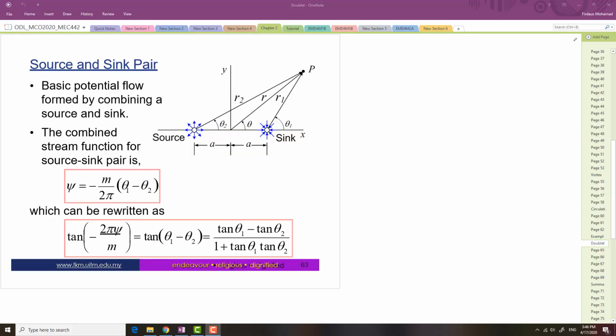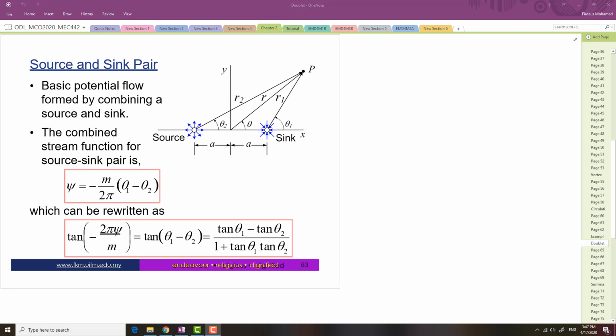Okay, so this is the last application for the basic plane potential flow. As I mentioned in the previous lecture, there are four kinds of basic plane potential flow. The first one is uniform flow. The second one is source and sink, and then the third one is vortex, and then the last one is the combination of source and sink.